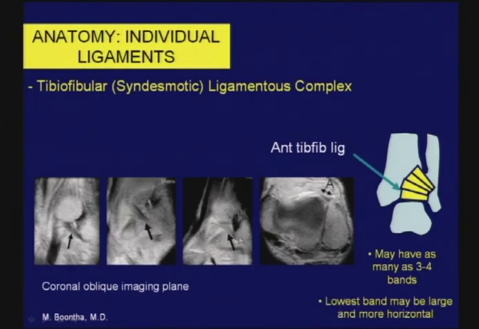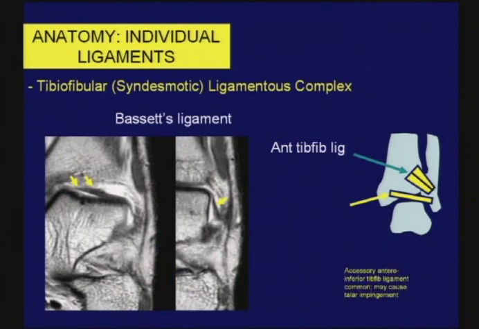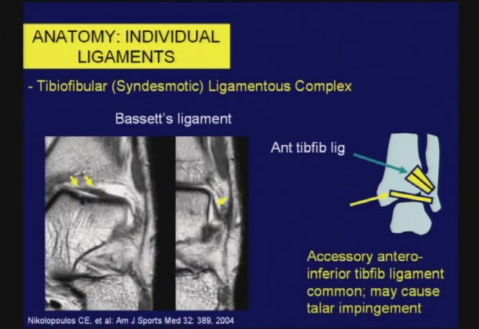Here is another example. This is the lowest band, and as she found in her investigation when she looked at the anatomy, the lowest band may be large and be more horizontal. Now this is of some interest because of the existence of another ligament that goes by the name of Bassett's ligament. How many have heard of that? Some people in the room. There is a debate exactly what is Bassett's ligament.